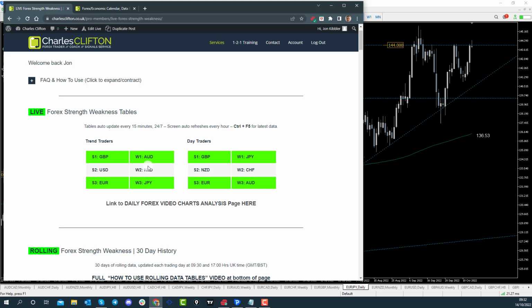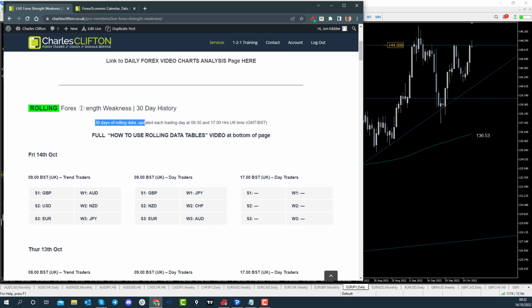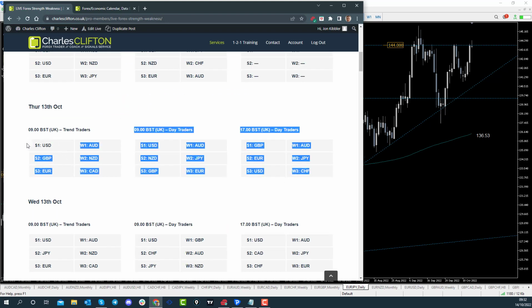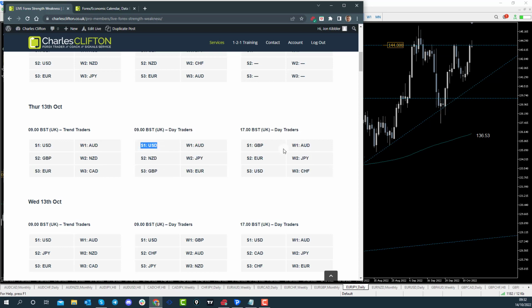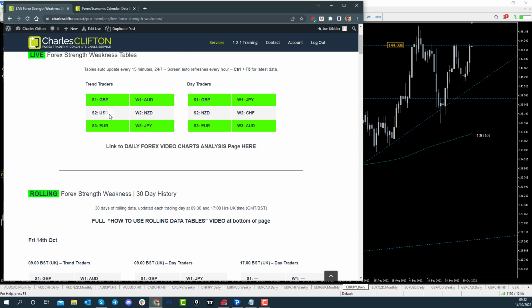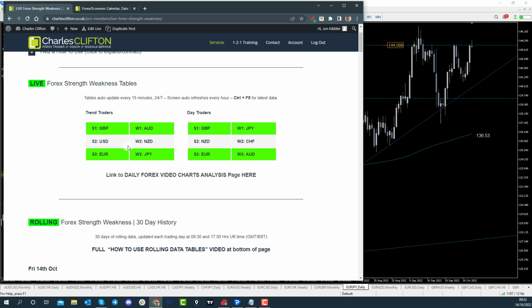Well, it's showing us there's been a bit of a change in the market from yesterday, where the dollar has gone from being S1 on both charts. If I just roll back to the 30 days rolling Forex strength and weakness tables, you can see here that the dollar was S1 in the mornings, and then in the afternoon it started to fade away, and then this morning on the trend traders it's gone down to S2 and completely left the day traders table. So significant move there for the US dollar, as we've seen it so strong for so long, but it's started to find its way out of the tables for the time being.